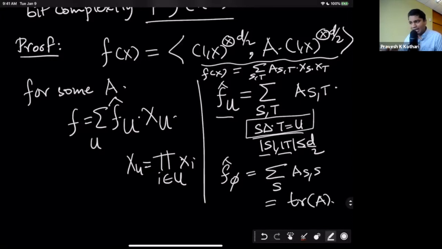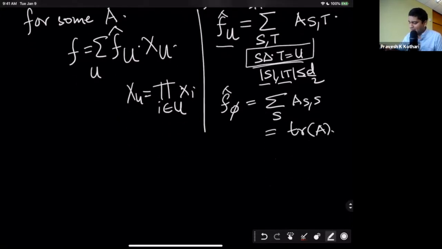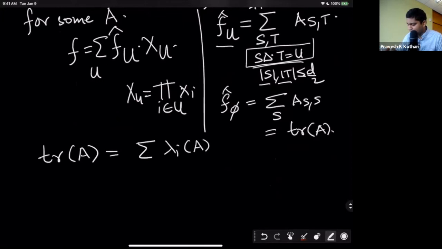Very good. Again, if you've done your homework, and if I remember to put this question on the homework, hopefully I did, then trace of A is the sum of its eigenvalues, a basic fact from linear algebra. And remember, eigenvalues of A are non-negative, so the lambda i's are all non-negative. A is PSD. Very good. So what have we just proven? We have proven that F hat phi equals trace of A equals the sum of the lambda i's.